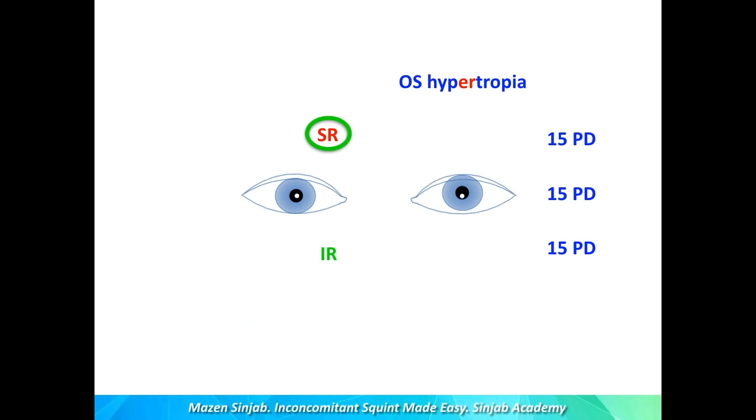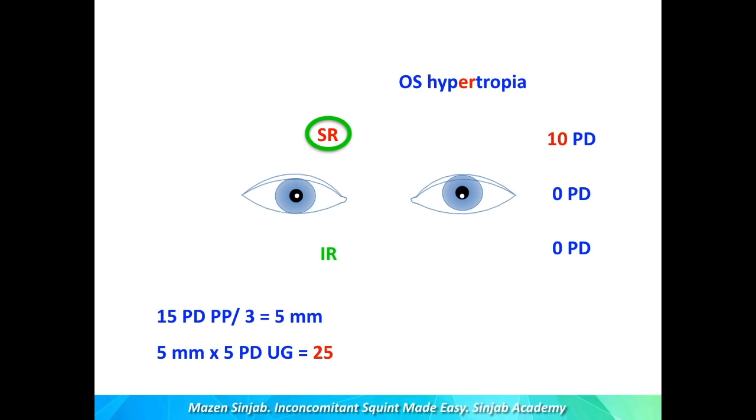Now I'll do the same calculations if I want to operate on the superior rectus. I will need 5 millimeters in order to correct the primary position of gaze, but these 5 millimeters will correct 25 prism diopters on up gaze. So the patient will end up with 10 prism diopters of overcorrection on up gaze, 0 prism diopters in primary position of gaze, and 0 prism diopters in down gaze. Now, if I want to avoid hypercorrection in up gaze, I'm going to reduce the amount of correction to be 3 millimeters instead of 5 millimeters, and in this way I'm going to induce correction of 15 prism diopters in up gaze. So the patient will have 0 prism diopter in up gaze, but under correction by 10 prism diopters in primary position of gaze, and under correction by 10 prism diopters in down gaze.